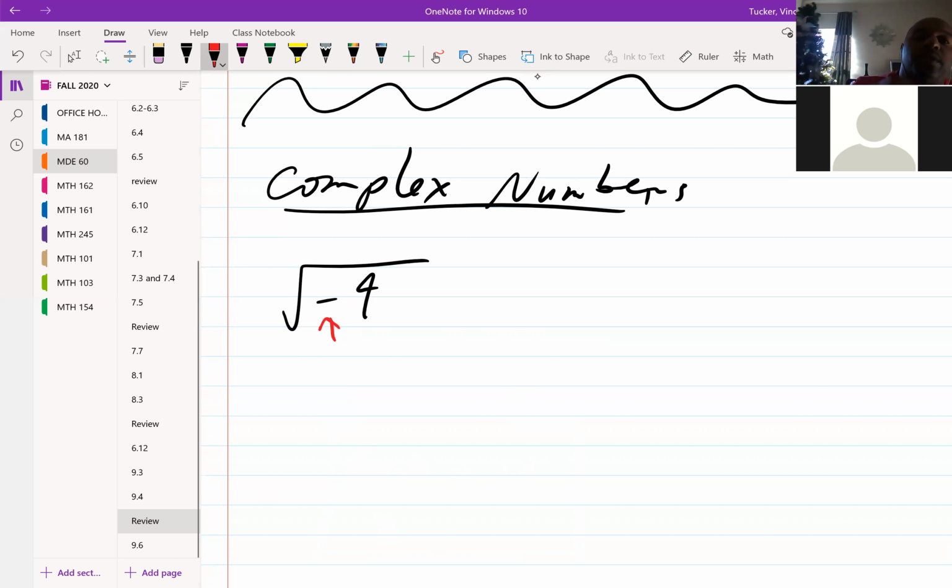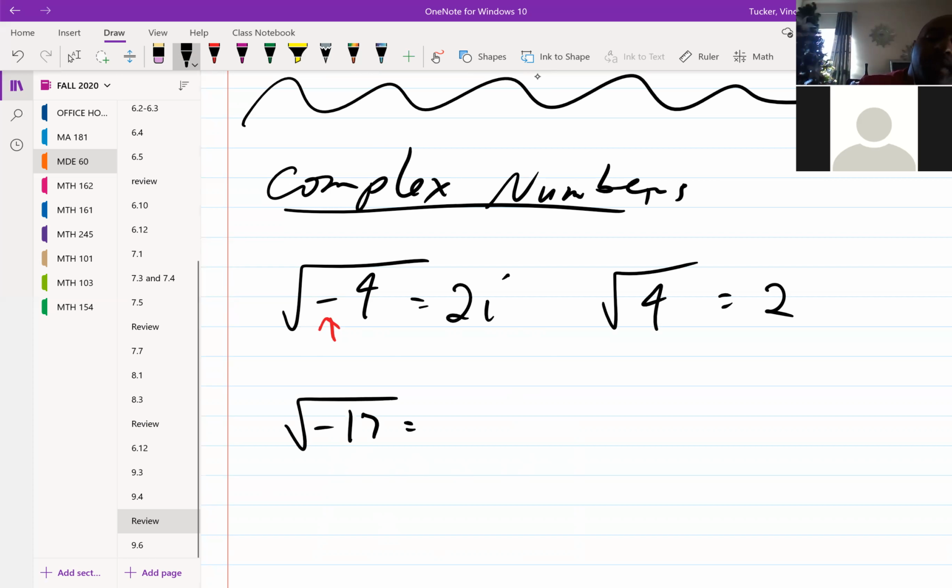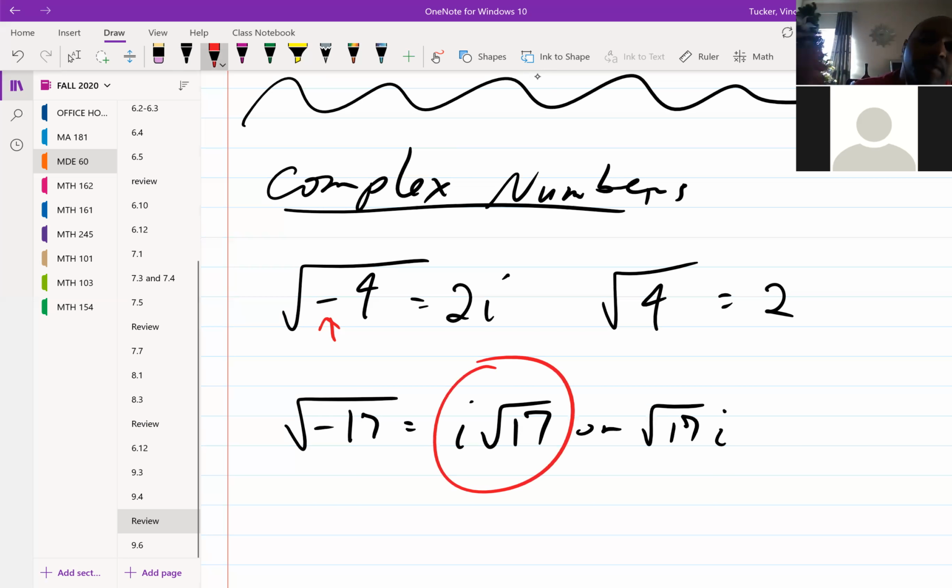So where before, when we were just doing the square root of a positive number, the square root of 4 was 2, the square root of negative 4 is going to be 2i. We say that that negative under the radical produces i, which represents your imaginary. So square root of negative 17 will be i square root of 17, or if you want to write the square root of 17 in front of i, that's fine. Just make sure you don't extend this over the i. A lot of people make that mistake, so that's why I always like to use this way. That keeps us from making that mistake, but either or is fine.